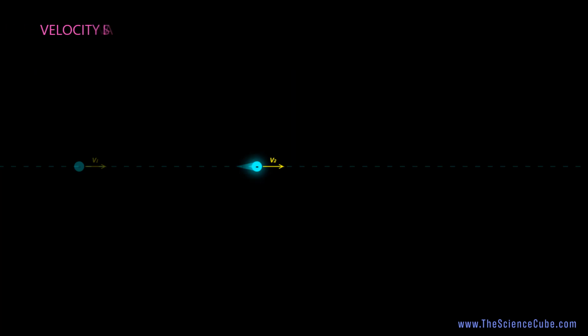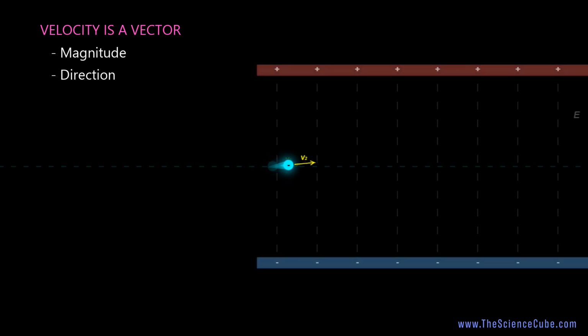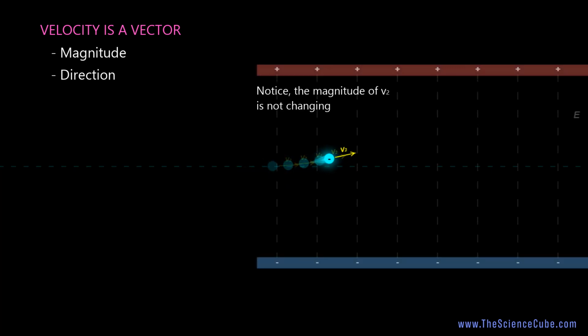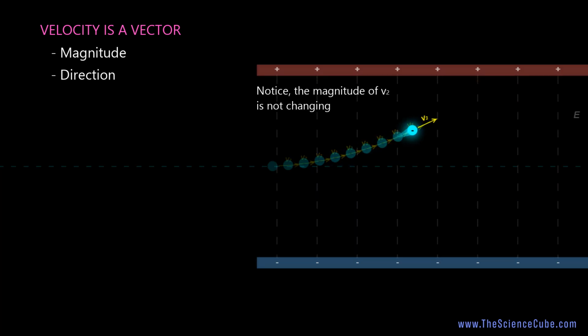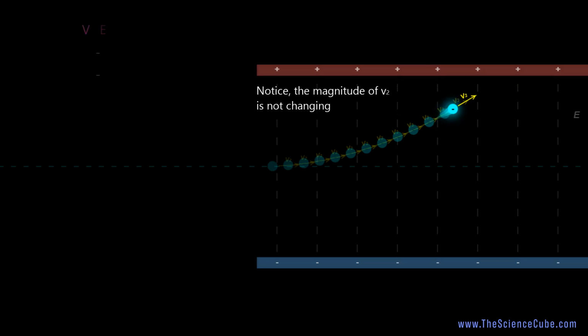Remember, velocity is a vector. It has magnitude and direction. So, if the magnitude of velocity changes, we know that the particle is accelerating, but a particle can accelerate even if its speed is constant. How? By changing its direction. If the direction changes, the velocity vector changes, which means the particle is accelerating.